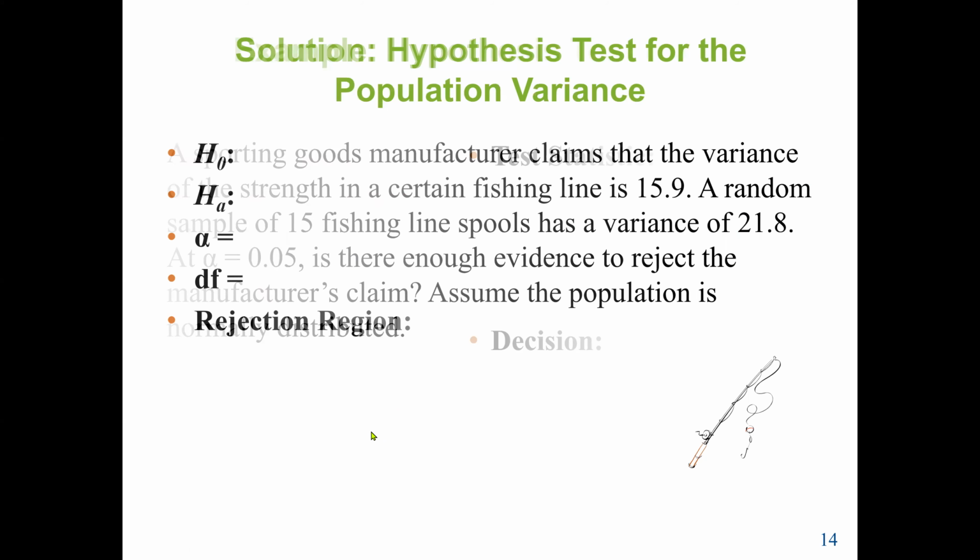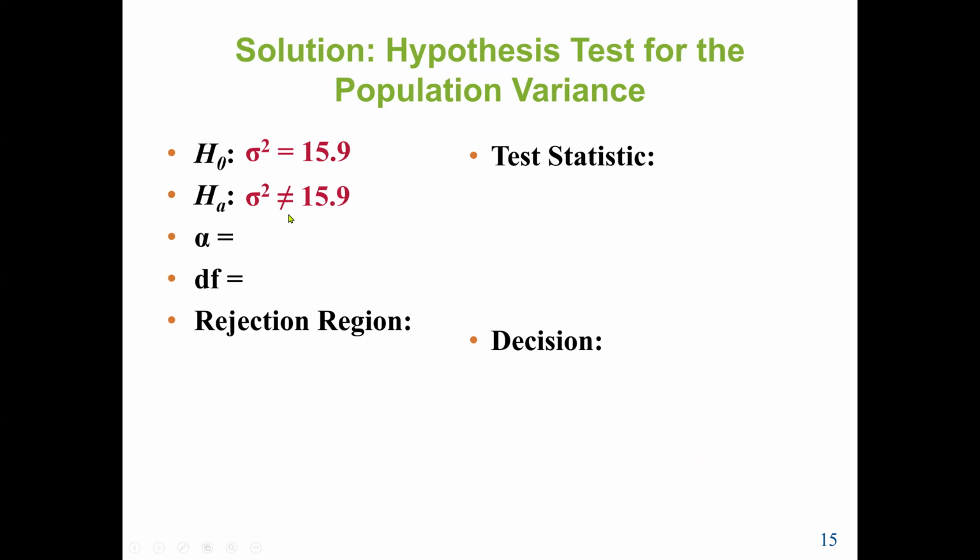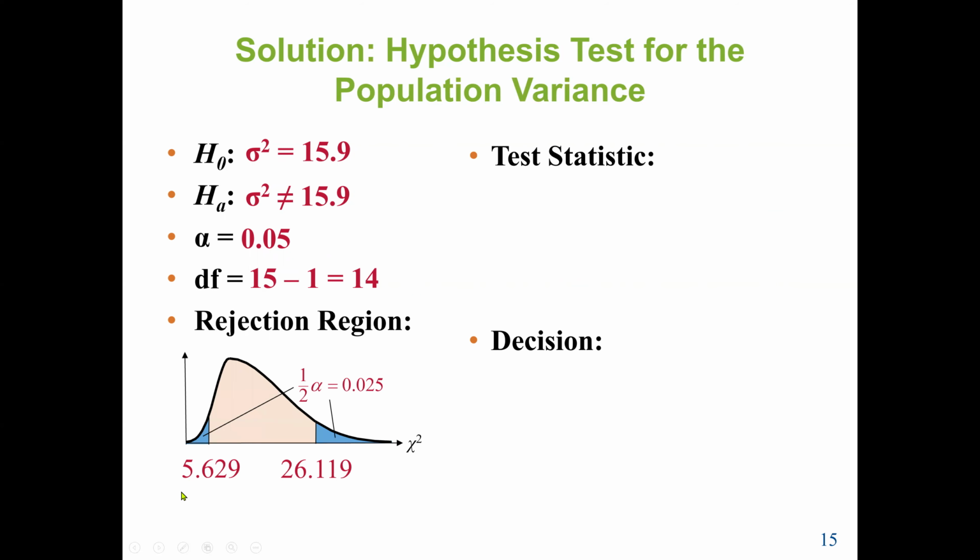So here our H0 will be 15.9. It's a two-way test, so HA is not equal to 15.9. Alpha is given to be 0.05. We know the sample size, so we can find the degrees of freedom. Now let's draw it; it's two-way. Alpha is 0.05, so it will be 0.025 to the left and 0.025 to the right. From the table, we get two values, 5.629 and 26.119.